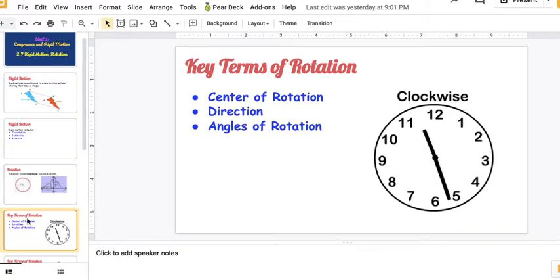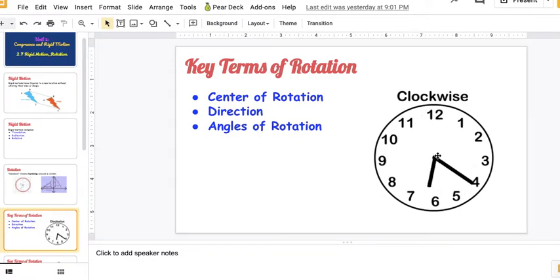Before we go into detail regarding how we rotate a given picture, we are going to quickly review some key terms of rotation. There are three things we are going to discuss: the center of rotation, the direction of rotation, and how many degrees of rotation. That will be the focus for the first part.